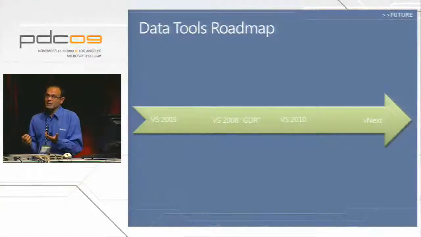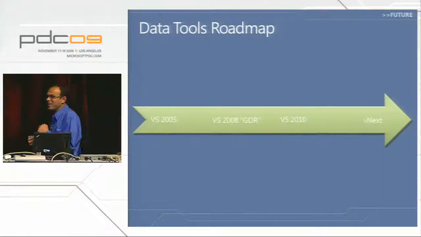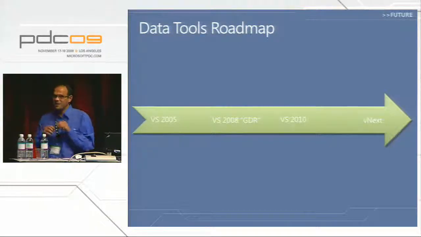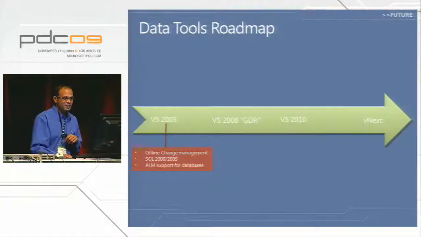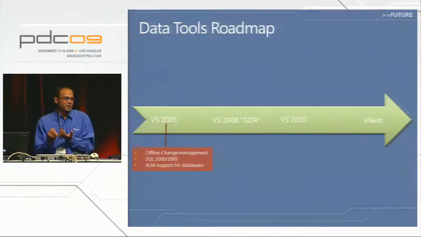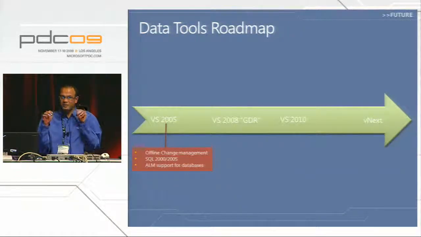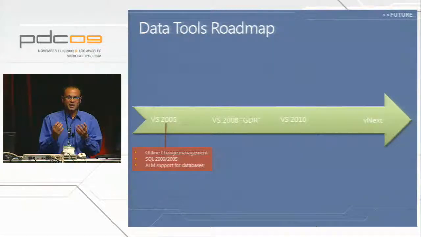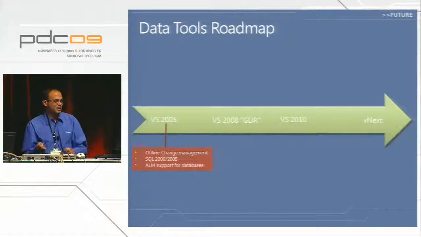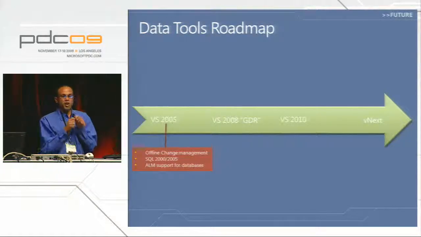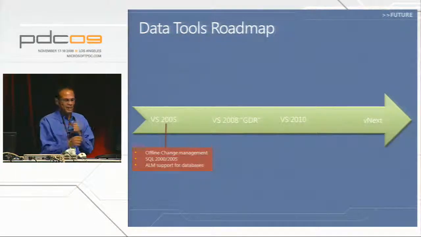Where are we going next? In order to say where we are going next, I have to remind ourselves as to where we started from. Back in Visual Studio 2005, we introduced the notion of database projects, if you will. We added the notion of application lifecycle management for database projects. We introduced the notion of offline change management, so that wasn't really there before.